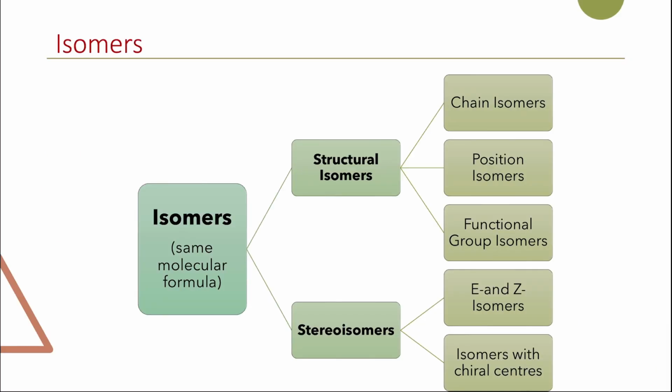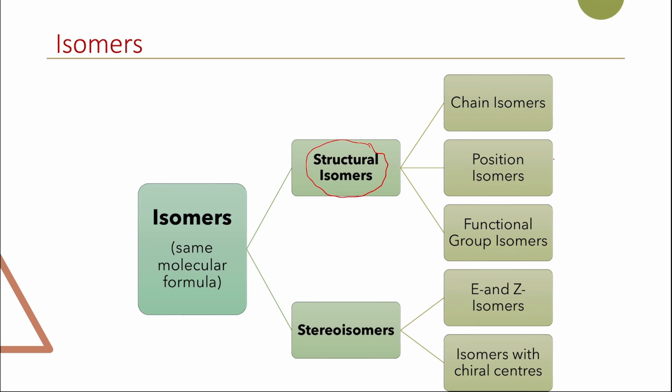So what are isomers? Isomers are compounds which have the same molecular formula, but they can have different structures. So we have two main classes of isomers. We have the structural isomers, which are compounds which have the same molecular formula, but could have completely different structure. And there are three types of these isomers: chain isomers, position isomers, and functional group isomers.